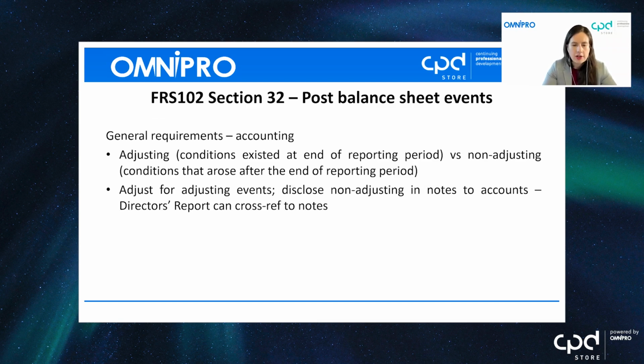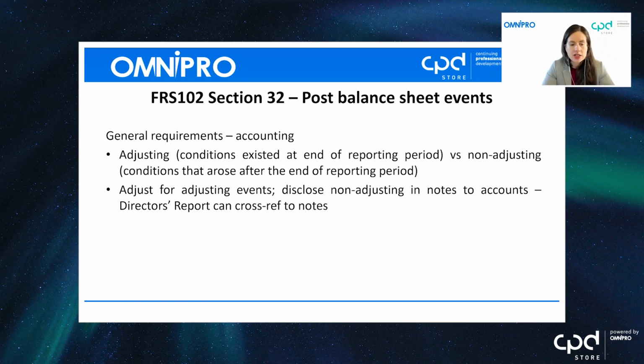Okay. There are two types of post-balance sheet events. You'll know this: adjusting and non-adjusting. Adjusting is where we get more information post-year-end about something that actually happened and was in place at year-end. So it affects the balances that we're showing at that date. Non-adjusting is where something happens after year-end. It doesn't affect the balances at year-end, but it's important for the user to be aware of.